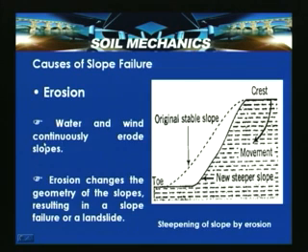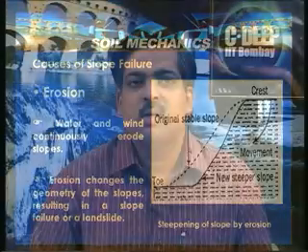So, water and wind continuously erode slopes and make these stable slopes unstable slopes. That is, they convert the original stable slope into an unstable slope. Erosion changes the geometry of slopes, resulting in a slope failure or a landslide.